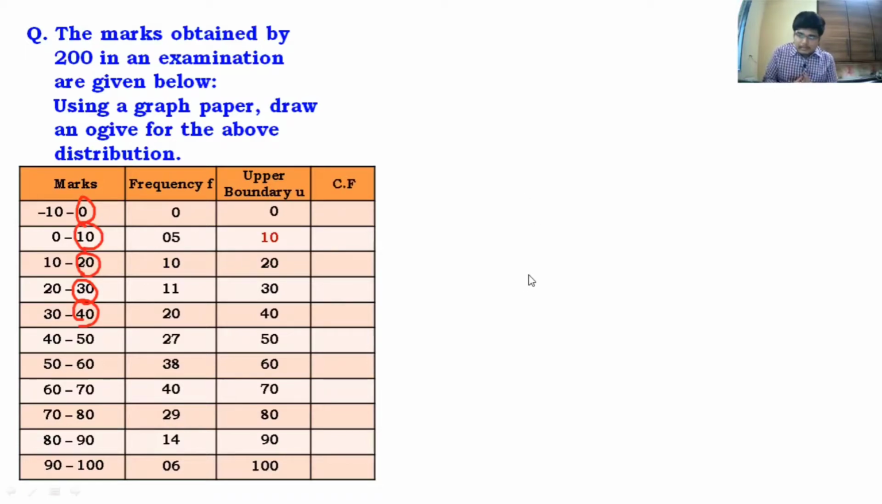If you guys remember, when I had begun with median, I had said for ungrouped data and for group data, we will require cumulative frequency. And now you guys know how to find cumulative frequency. So come on guys, pause this video and find the cumulative frequencies.